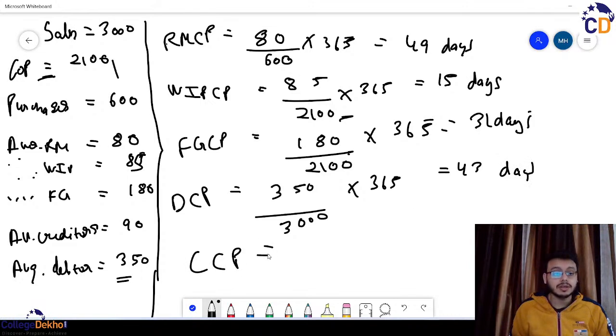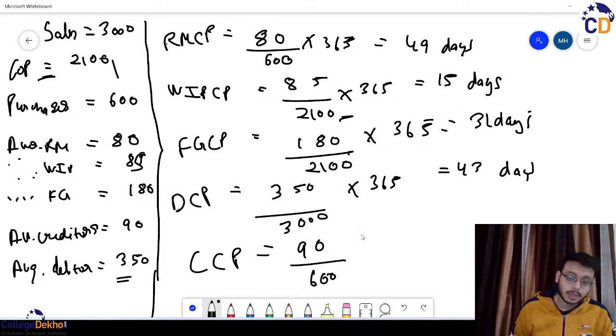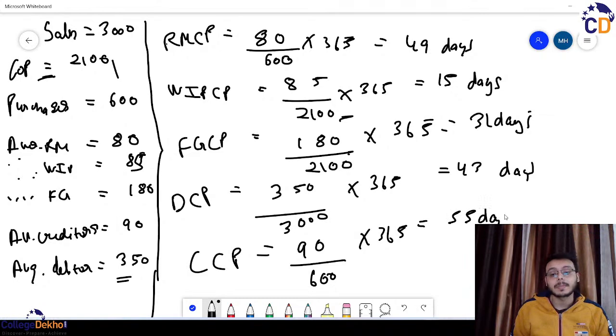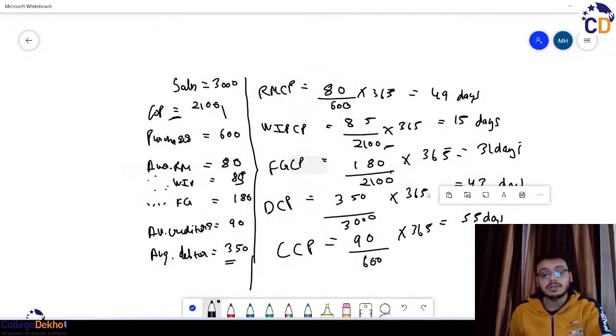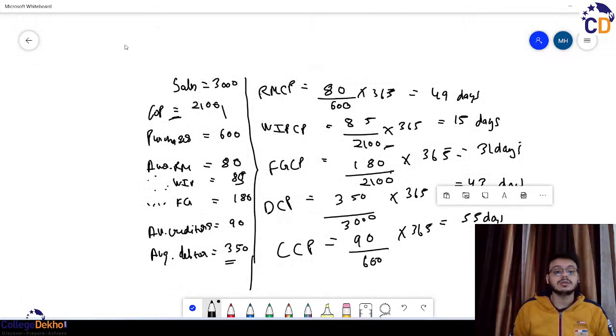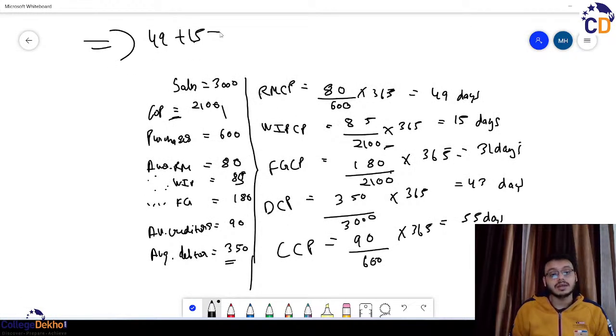Creditors conversion period. How many creditors are there? Average 90. How much were the sales, sorry, the purchases? 600 into 365, that comes out to be 55 days. Now how to calculate the conversion period? I'll write it above. 49 days plus 15 days plus 31 days plus 43 days, you will add.